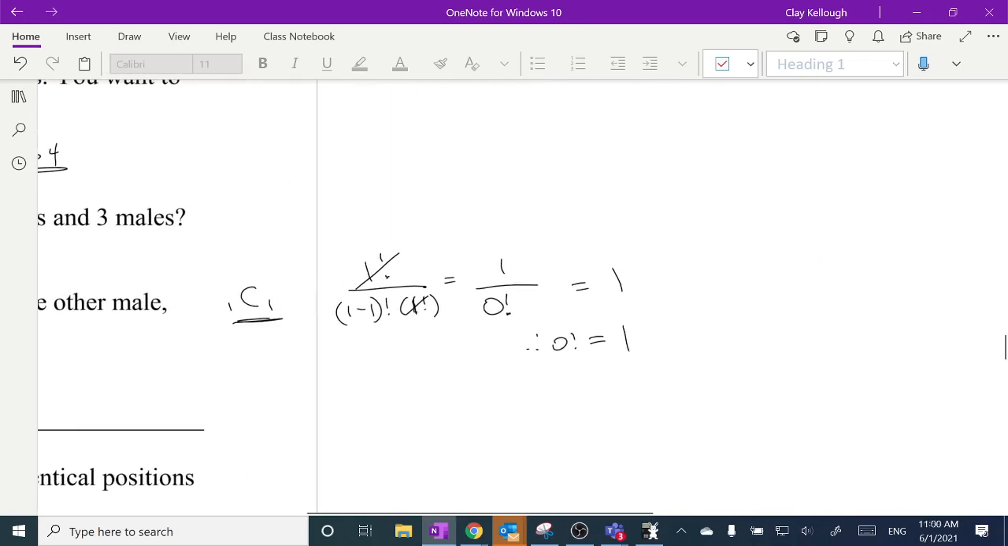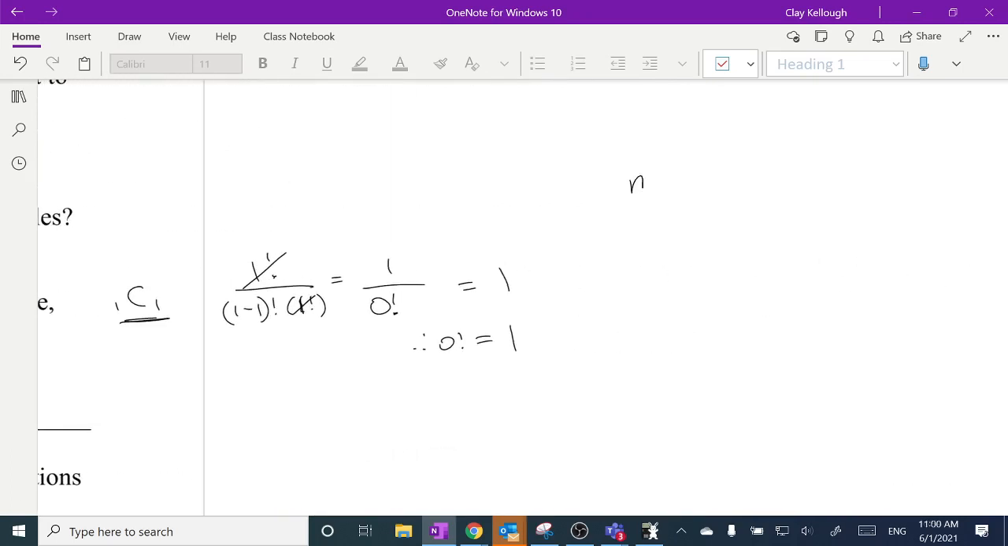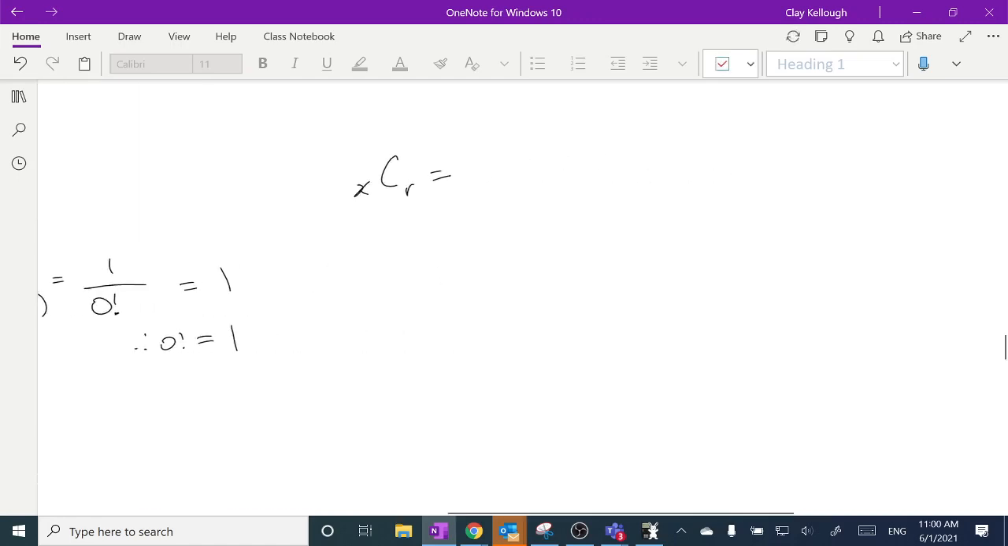While we're at it, what do you think anything choose itself is? Forget just 1 and 1. Let's think about this logically. Let's not use n maybe. N's maybe a confusing number. Let's use x and r. So the formula is n choose r is n factorial over n minus r factorial times r factorial. So what happens if I have x choose itself? What if I have that? Any number choose itself.